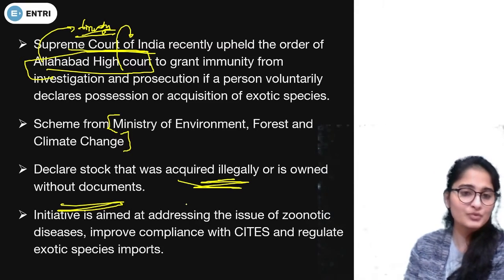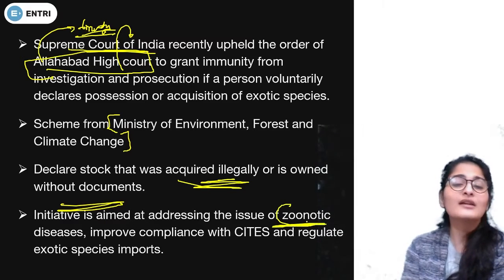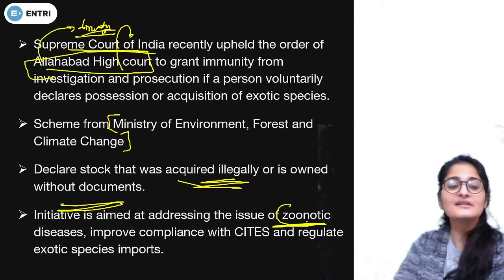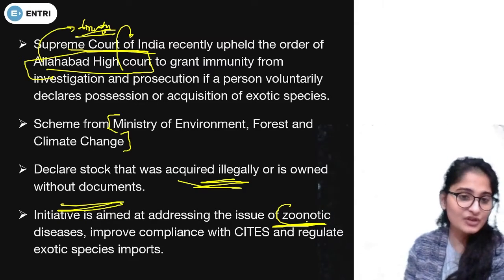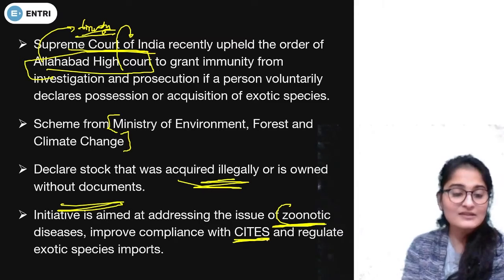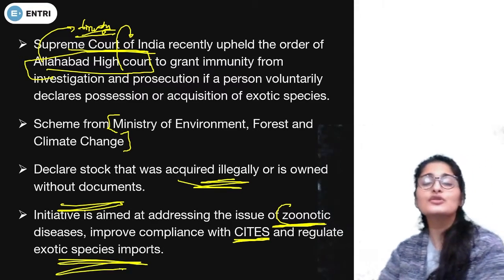Right? Now, just as we had seen that the spread of zoonotic diseases has increased, that is about 71%, as per the Niti Aayog Vision 2035. So, to reduce that, or to at least have knowledge about what exotic animals are present in India and what zoonotic diseases are spreading from them, to address that issue as well, this was very much required.